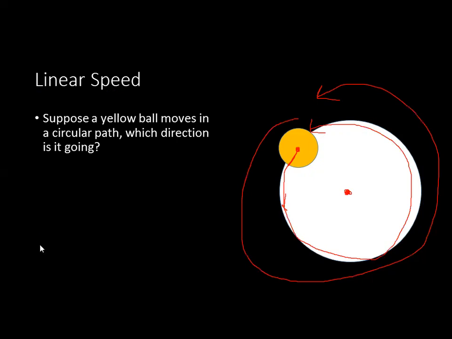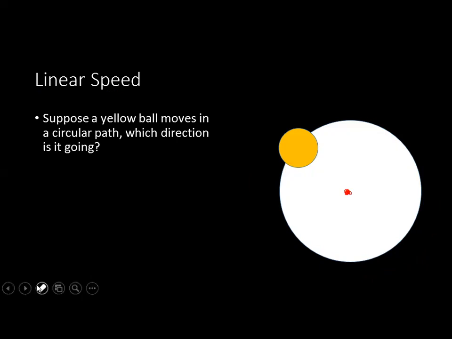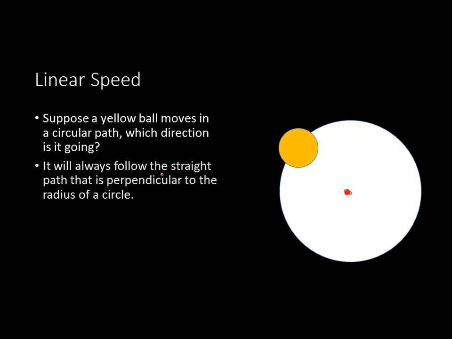In reality, yes, you do have a point. It moves in a circular path, but the direction is always straight. Why straight though? It always follows the straight path, or direction, I think you get my point. It always follows the straight path that is perpendicular to the radius of a circle.